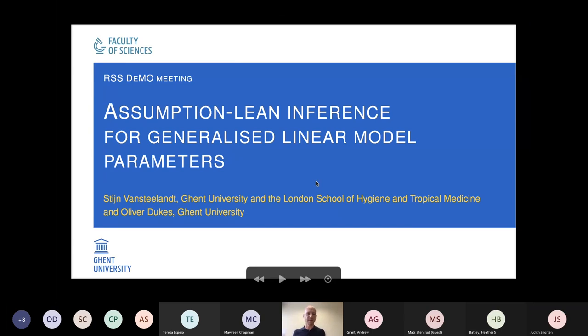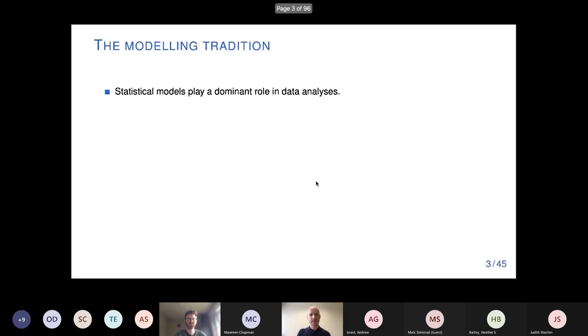Okay, well, thanks so much for the opportunity to present this work. We've chosen to not go through the talk in too much detail, but we'll spend quite a bit of time in this demo session on the motivation of the work and also the theoretical backbone, which relates to targeted learning or debiased machine learning theory. So let me start with the introduction.